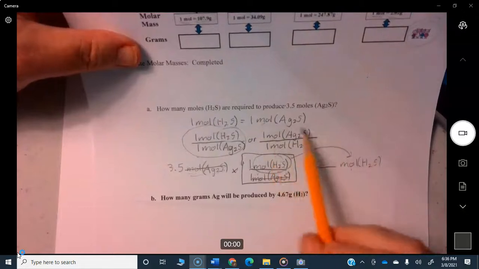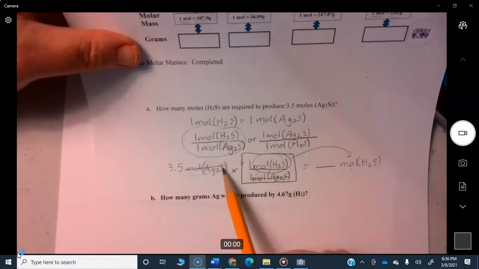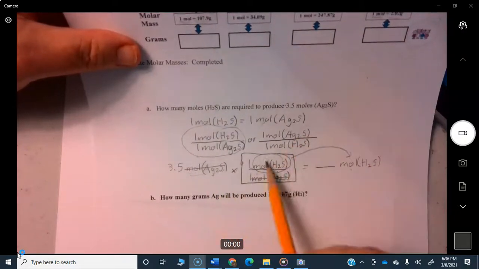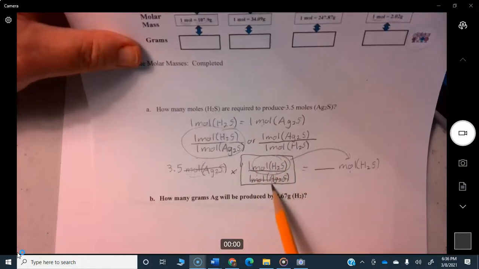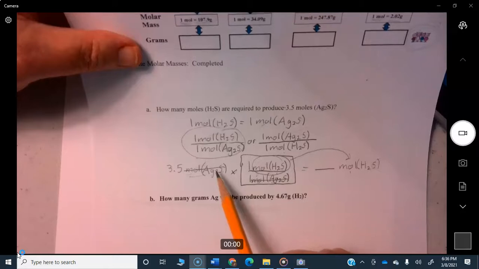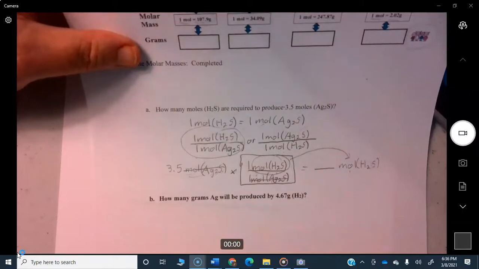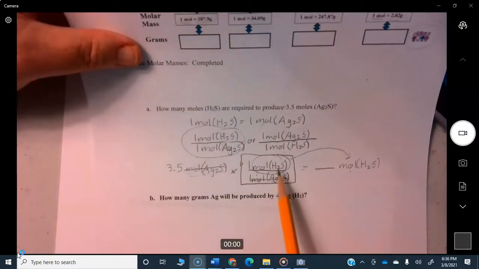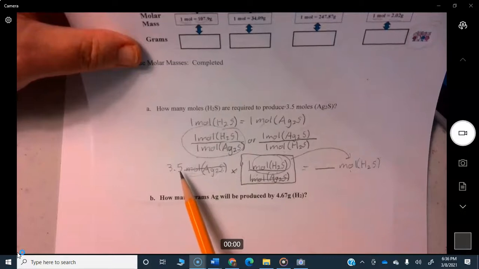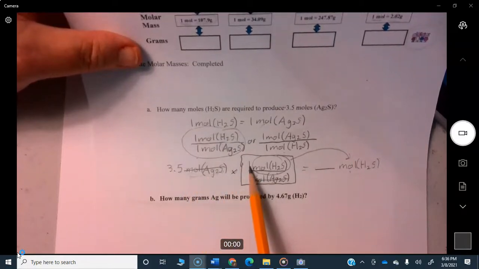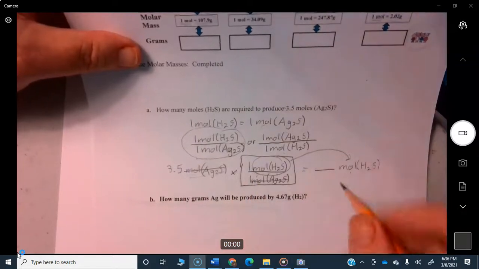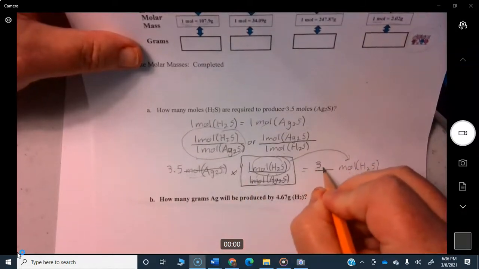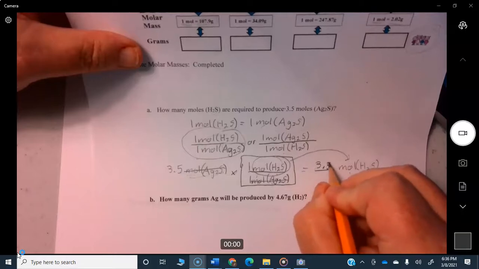If we had used this one, we would have had moles of Ag2S on top, moles of Ag2S on top again, and moles of H2S down on the bottom. You can't cancel moles of H2S with moles of Ag2S. They're different substances. Okay, so that means this is it. So now it's a simple math problem. You multiply everything on top, so 3.5 times 1, and then divided by everything on the bottom, divided by 1. And of course, that just gives you 3.5. This was a really easy problem numerically, right?